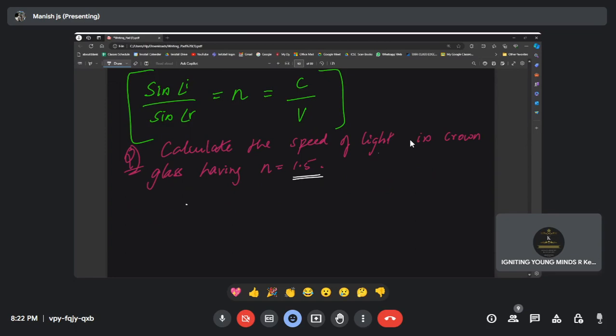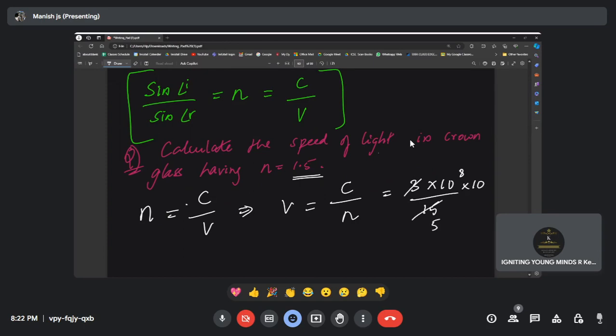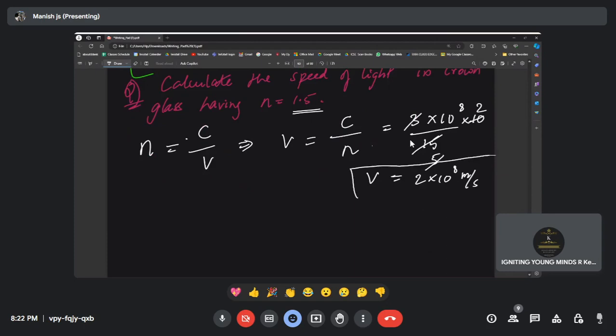You use the formula. 2 into 10 to the power 8 meter per second. Yes. So V is equal to C upon N, which gives you 3 times 10 power 8 upon 1.5, which is 15 upon 10. Take the reciprocal. 3 fives are 15, 5 ones are 5, twos are... So you get the answer as 2 into 10 power 8 meters per second. That's correct. So the speed of light in crown glass is 2 times 10 power 8 meters per second.